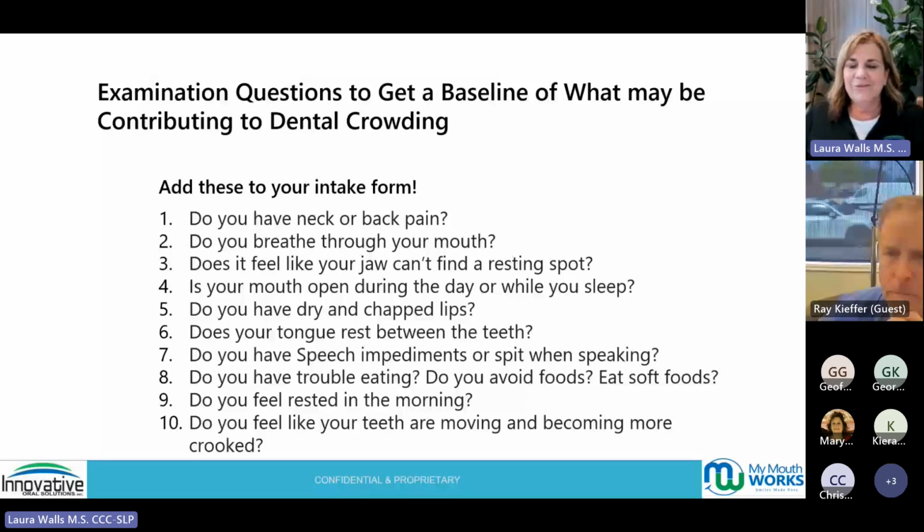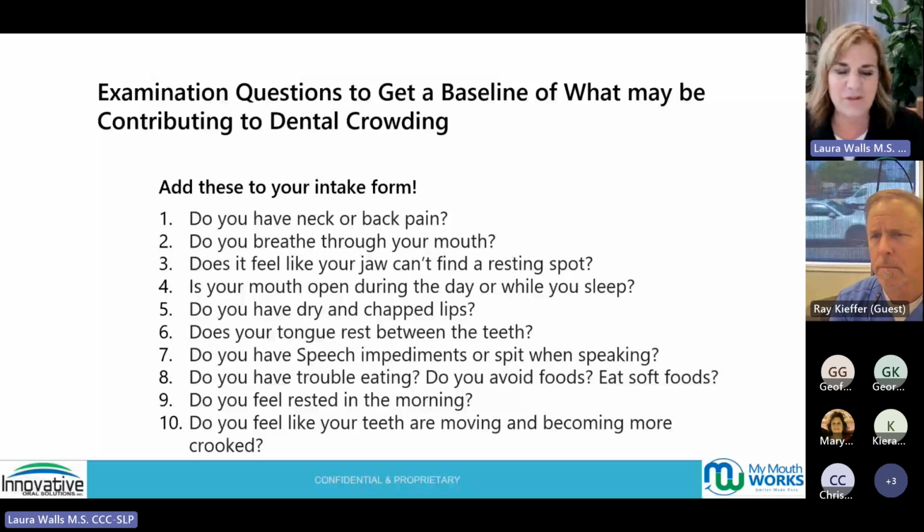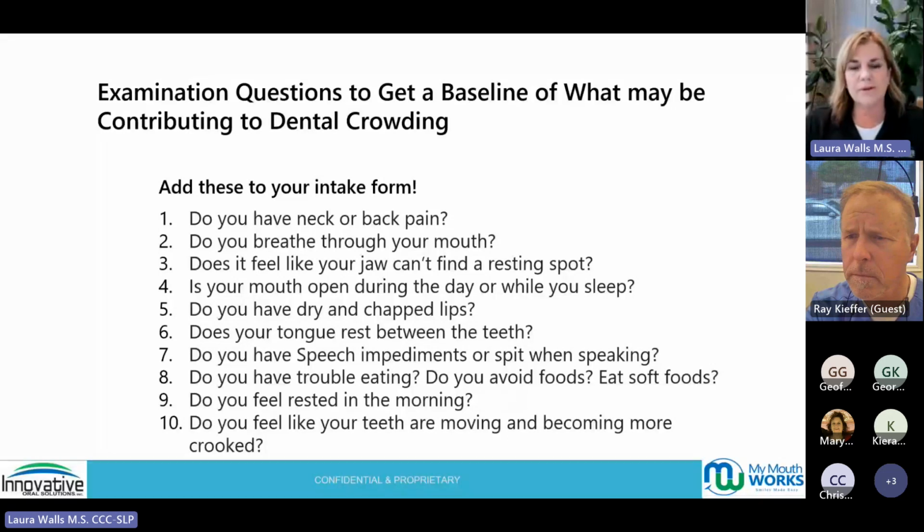And one way to go through this quickly with your patient is just by adding this form into your health questionnaire. And it's 10 questions to go through posture, breathing, jaw, lips, tongue, speech, swallowing, and sleep. And so this will just tell you if your patient has 5 or more of these issues, clearly they have a myofunctional habit that's contributing to the dental crowding. It's an easy form to use.